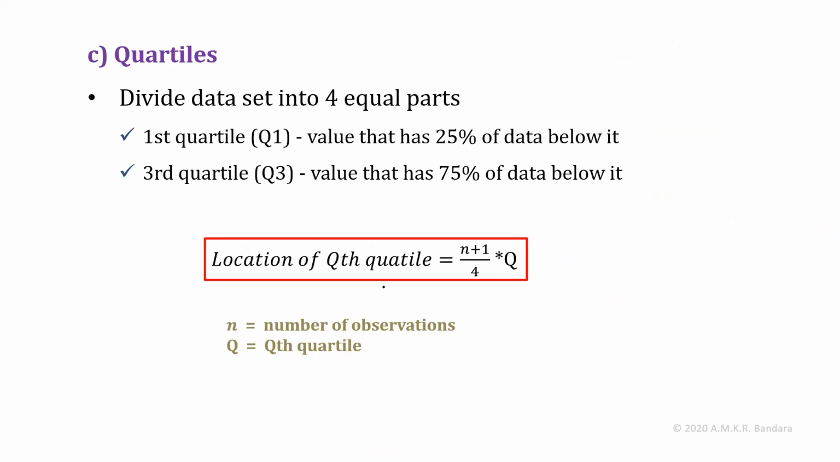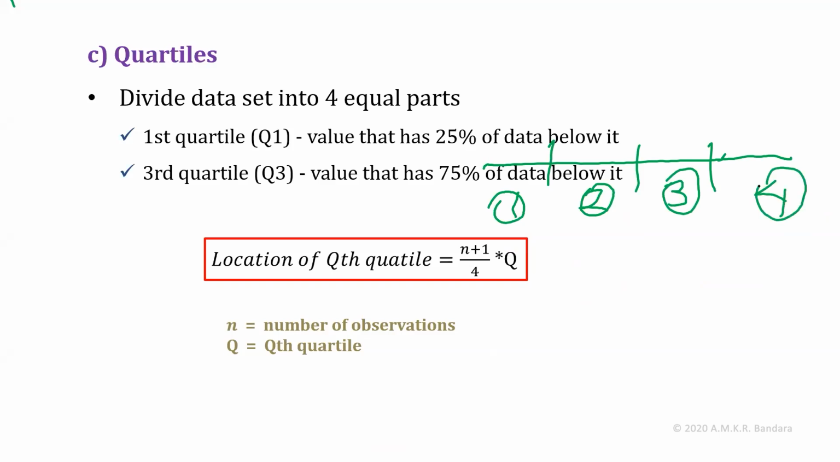Then the next measure we call the quartile. Quartiles divide the data set into 4 equal parts. Here first part, second part, third part and fourth. So this is the first quartile, this is the second quartile, and this is the third quartile.